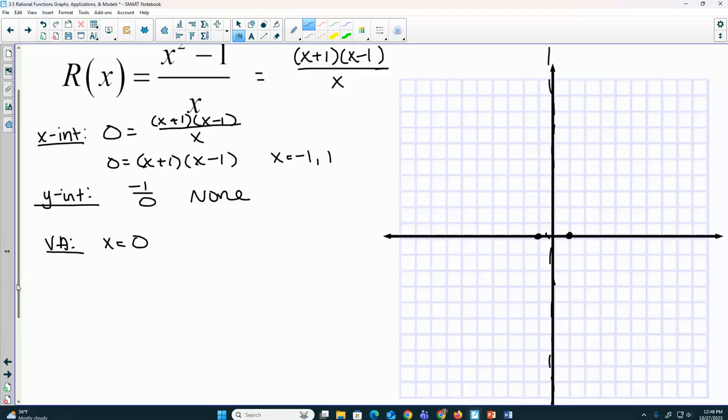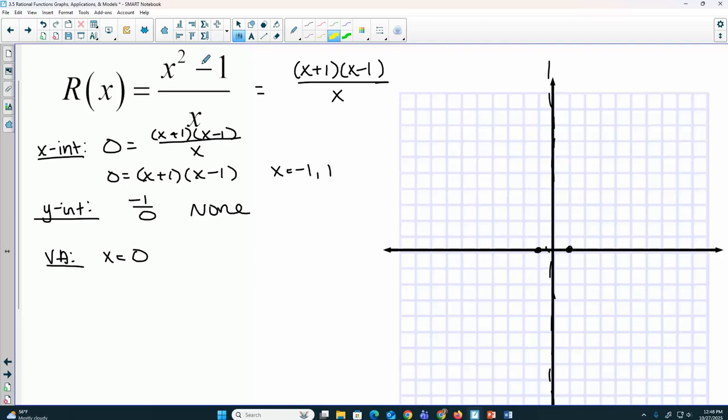Horizontal or oblique. I told you you get that by dividing your highest powers of x. What happens if you do x squared divided by x? You have an x. If you still have an x, that means it's oblique. And how do we find the oblique? So my x goes here, x squared minus 1, or I could put x squared plus 0x minus 1.